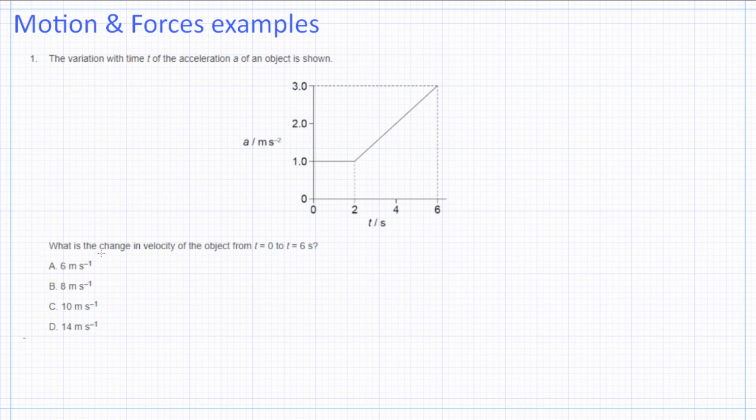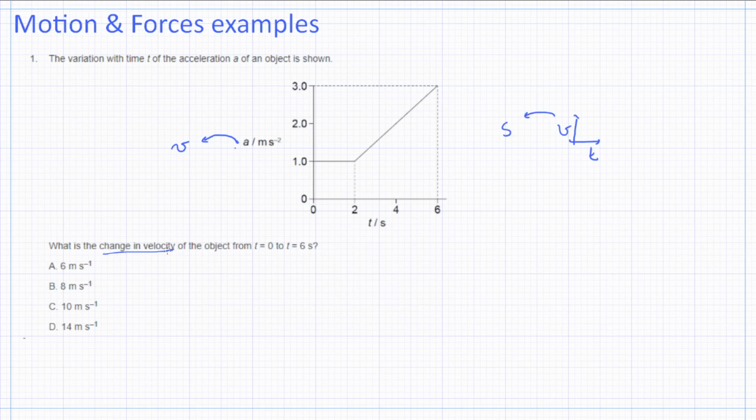So what is the change in velocity of the object from time equals 0 all the way to time equals 6 seconds? So we're looking for change in velocity. This is an acceleration time graph. So what we can do here, we can get the areas. When we get the area from the acceleration time graph, we're gonna get our velocity. If we had a velocity time graph, right, if we got the area, we would have our displacement.